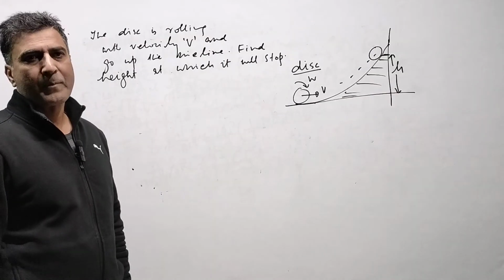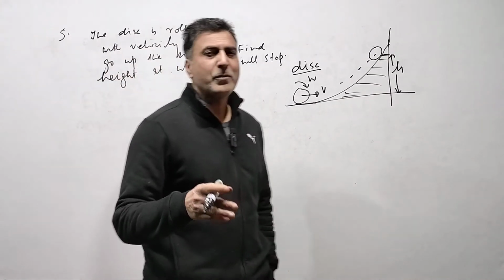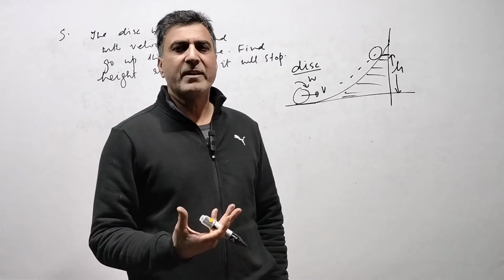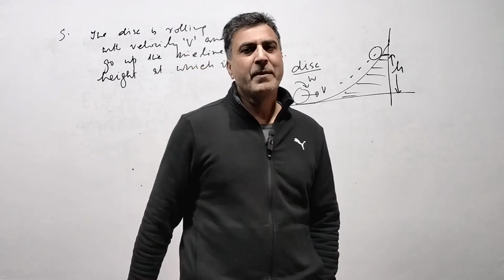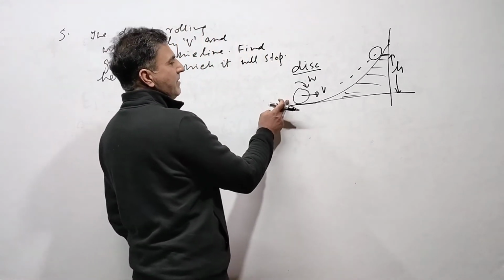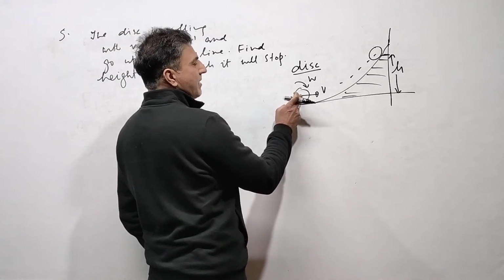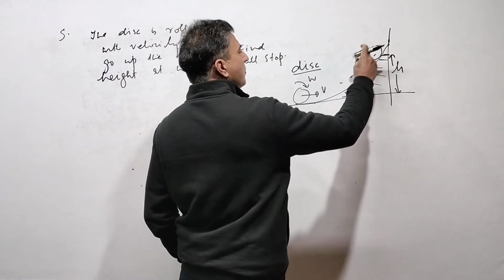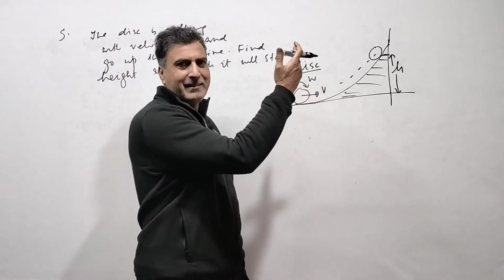Last one. This is the 5th problem. The problem is like this, because I have already told you the present lecture is conservation of rotational energy, conservation of total energy, and it all deals with the energies. So here is the disk. It rolls, having a velocity of the center of mass as v, and this goes up the incline.